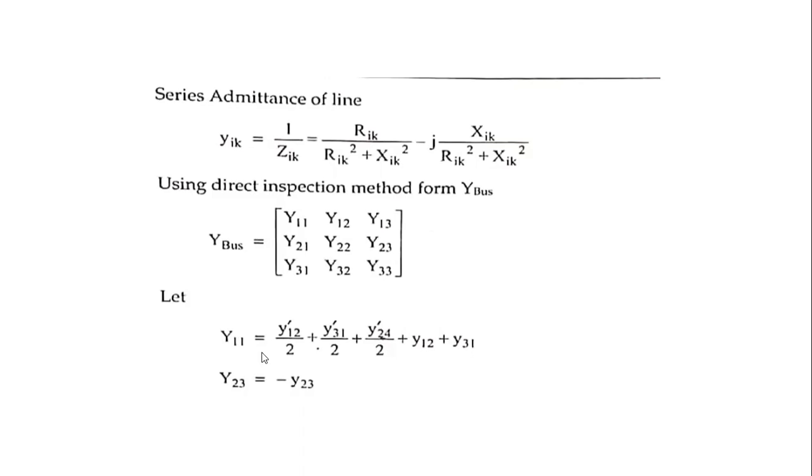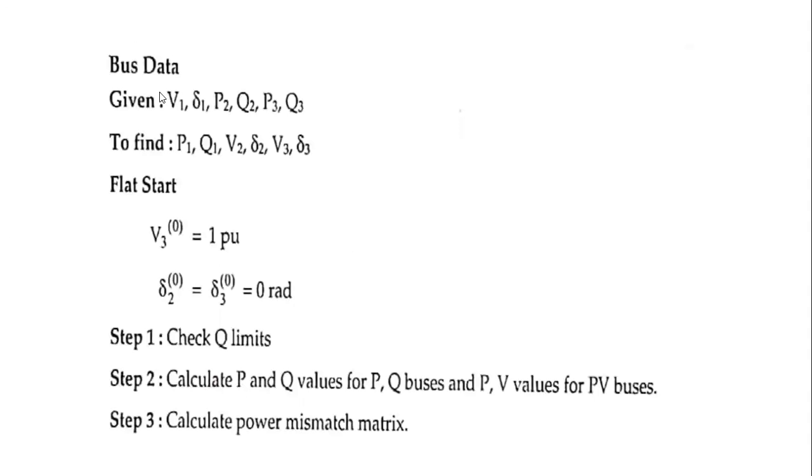Okay. Next, let Y11 equal to, this is the formula, similar formulas for the formation of the Y bus matrix. Okay, next coming to the bus data. First bus is the slack bus. Slack bus means which parameters we will know, V and delta are the specified terms. The unspecified or unknown terms are P and Q.